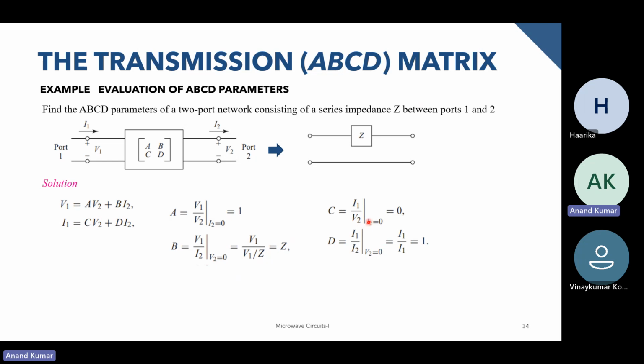For example, if we are looking at C, we have to make C equal to I1 by V2 with I2 equal to 0. So I2 is 0 for open circuit. When I2 is 0, I1 will also be 0. So C will be 0, and D is equal to I1 by I2 when V2 is 0. So when V2 is 0, in this case, current I1 will be equal to I2 in any case. So we have I1 by I1 equal to 1. So we have found out the ABCD matrix for this particular series impedance.